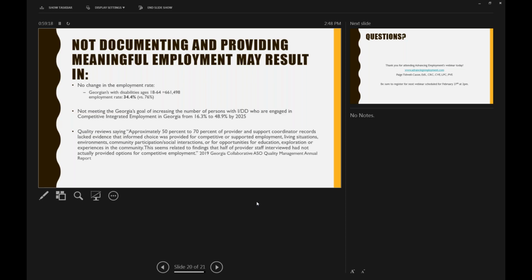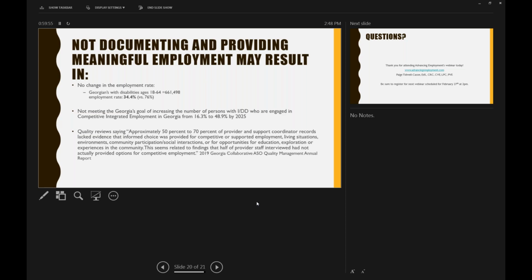And then lastly, what really got me going on this topic for today's webinar was the Georgia Collaborative ASO, the entity that does the quality reviews for our Developmental Disability and Behavioral Health Agency. The one that was just recently made public was for the state fiscal year of 2019. And here's a quote directly from this report that was made available last month.